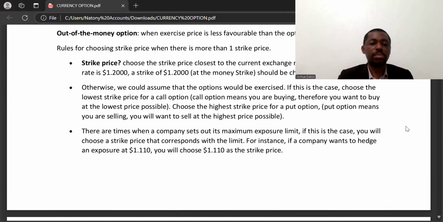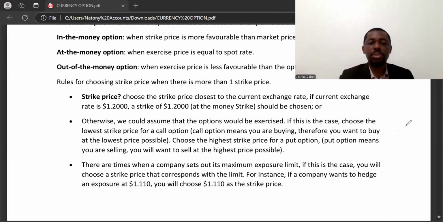So this is what I just explained. There are times when a company sets out its maximum exposure limits. If this is the case, you will choose the strike price corresponding with the limits. For instance, if a company wants to hedge an exposure at 1.10, you will choose the strike price that is 1.10. But most of the time in your examination, the examiner will not give you this. The examiner will either give you this or this most of the time.